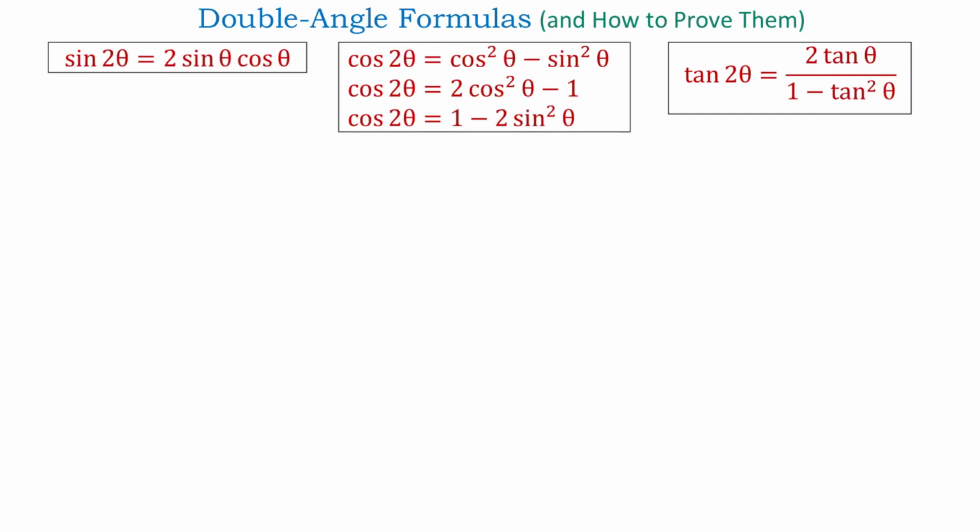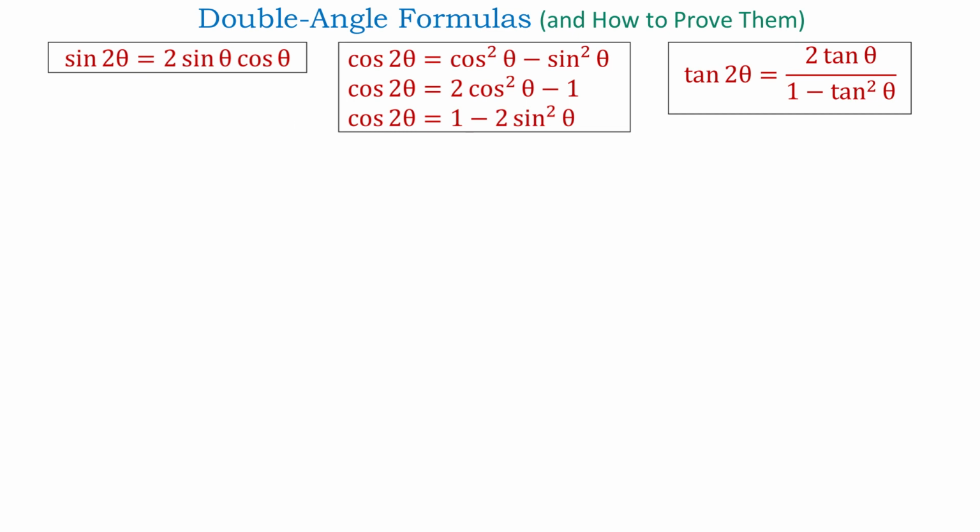Hello! The double angle formulas for sine, cosine, and tangent allow us to write trigonometric functions of double angles in terms of trigonometric functions of one angle. For sine, the formula is sine of 2 theta equals 2 sine of theta cosine of theta.